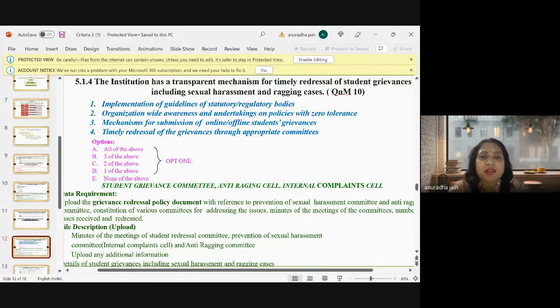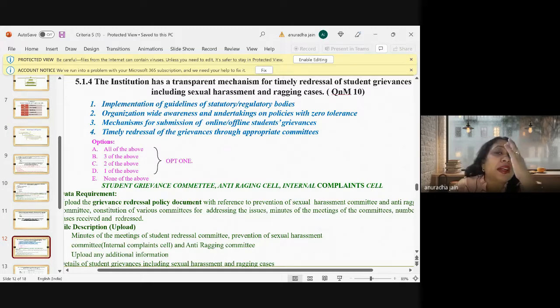Second is awareness programs. That means you have to give the proof, like what awareness programs you conducted, and you also have to give the screenshot of the website where you have mentioned that there is a policy for zero tolerance, and there are different committees in place where students can contact. So screenshots of the websites, screenshot of the notice board where you have displayed this, and also the screenshot of the student handbook, and also the report of the orientation programs, induction programs of the students, where you talk about these statutory bodies. So all this proof you have to give.